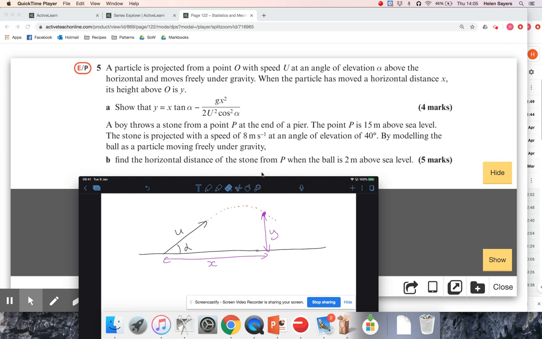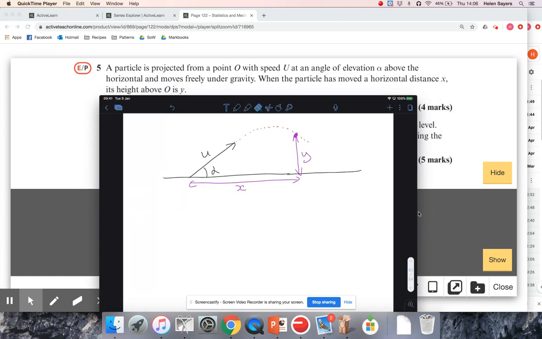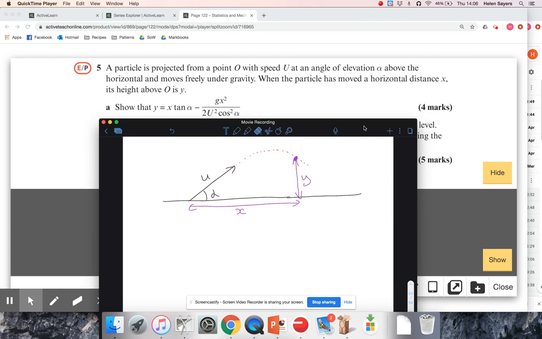All of this other information is not going to be relevant for part A. So in fact, let's cover that up so it doesn't distract us. Okay, maybe let's not do that. Right, okay, so how are we going to do this? Well, x and y are its two displacements. x is its horizontal displacement and y is its vertical displacement.